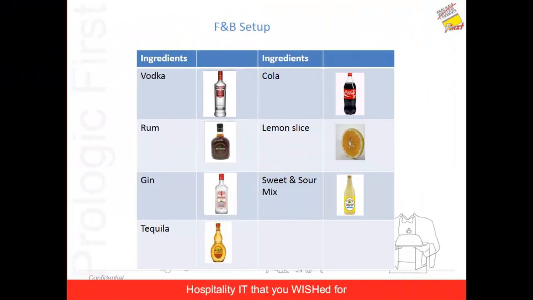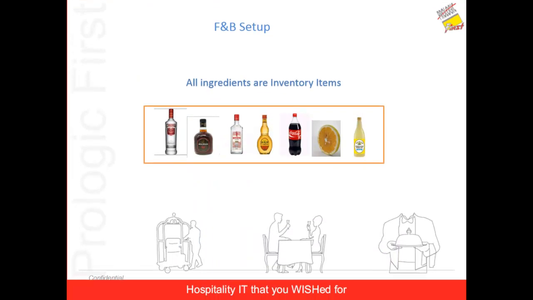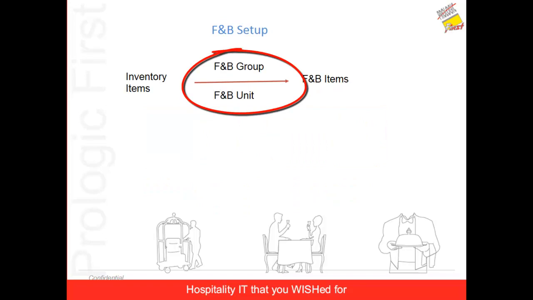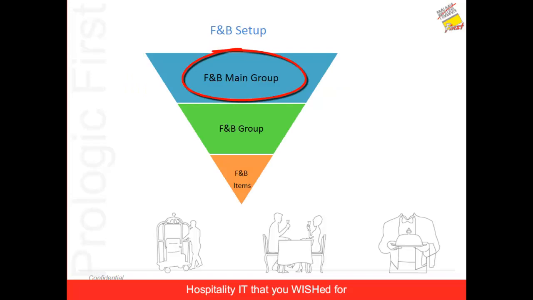Just a rewind to the concept, where we had identified the ingredients for preparing Long Island iced tea. All the ingredients are a part of the inventory and each of the items has to be mapped to the F&B module, by defining the F&B group and unit. Therefore, the first step is to create the F&B main group.